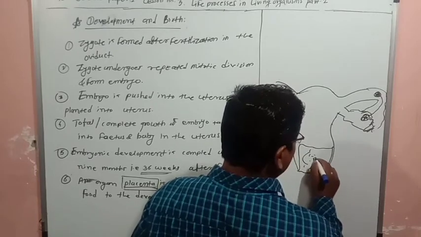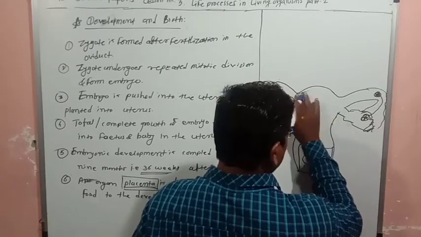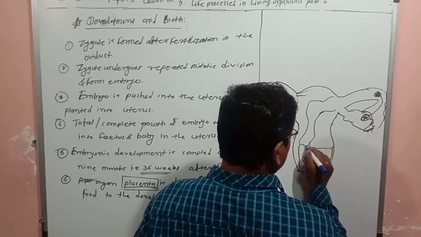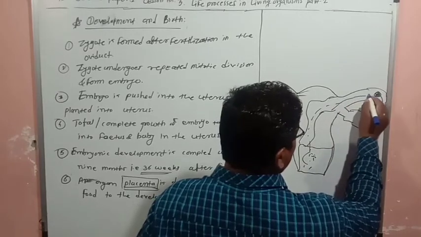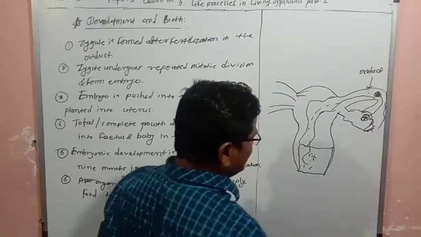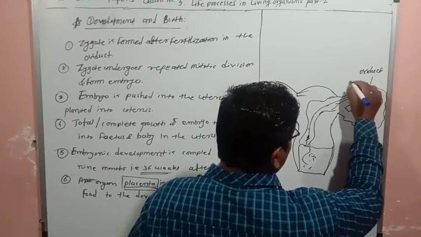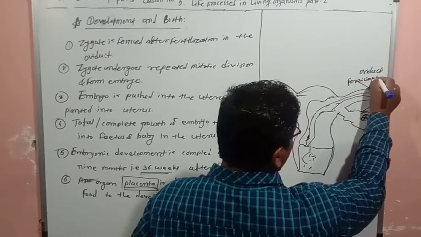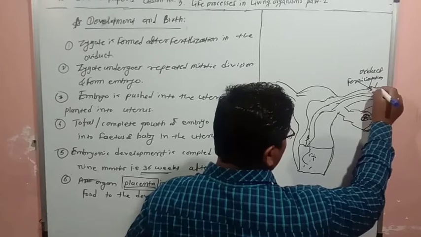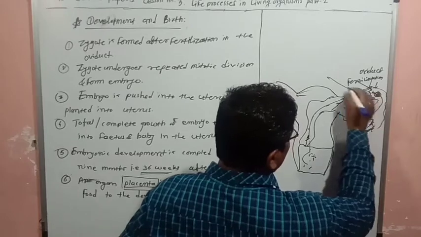Whatever sperms are released into the vagina, these sperms will travel towards the oviduct. This one is the oviduct. These sperms reach the oviduct, and here fertilization takes place. After fertilization, it forms the embryo. The embryo will be here.